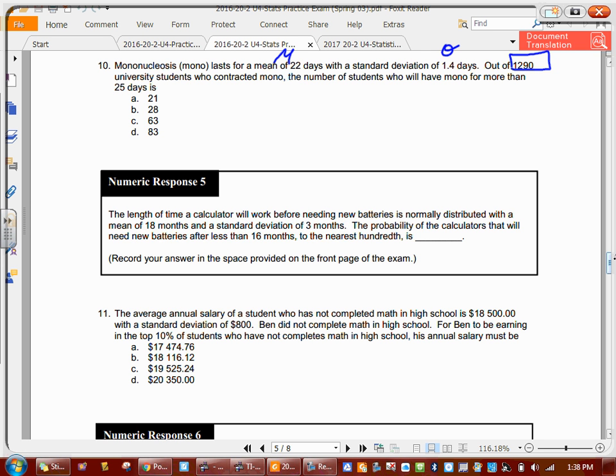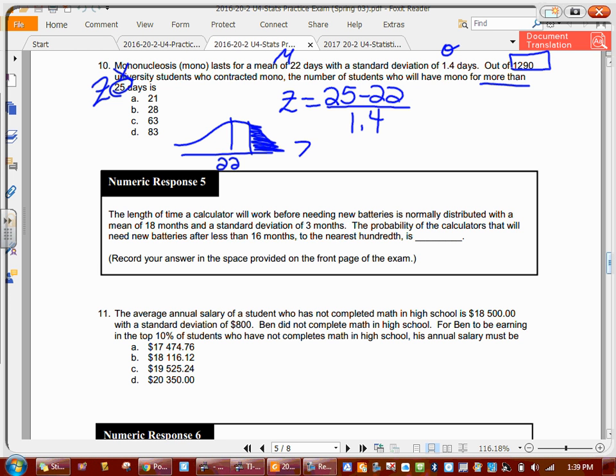Okay? So we want the number of students who have mono for more than 25 days. Well, if I look at my diagram, if 22 is my mean, 25 is over here. And they want to know how much is lasting for this. So I need to find that probability amount. And then I need to find it and multiply it by the people. So we need a z-score for this x value. So Z is equal to 25 minus 22 divided by 1.4. And we should get a positive Z score because you know 25 is bigger than 22. It's to the right of the mean, which means it has to be positive.